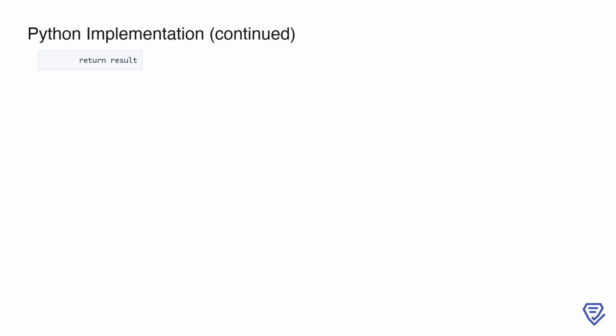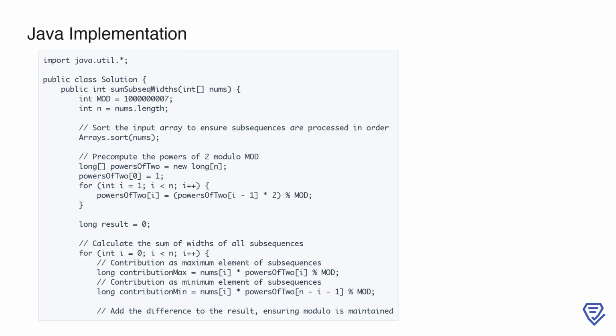Here we start by importing the required libraries and defining the Subsequence method. Inside the method, we declare a constant mod to handle large numbers using modulo arithmetic, and we store the length of the input array nums in the variable n. To ensure the subsequences are processed in a sorted order, we sort the input array using Arrays.sort(nums). Next, we pre-compute the powers of 2 modulo mod and store them in an array called powers of 2.